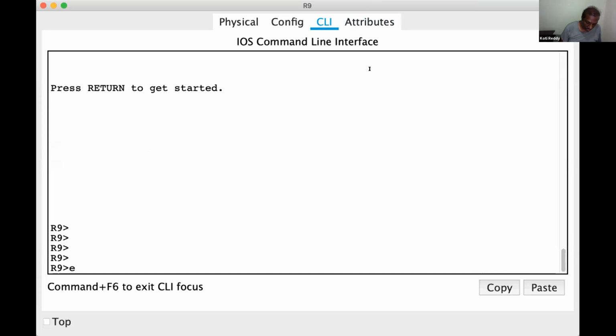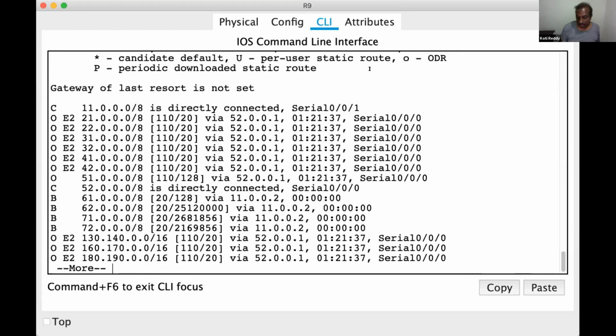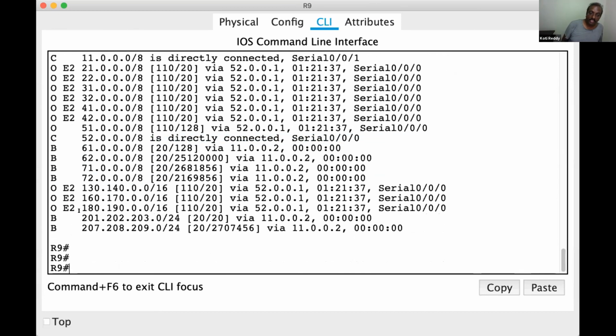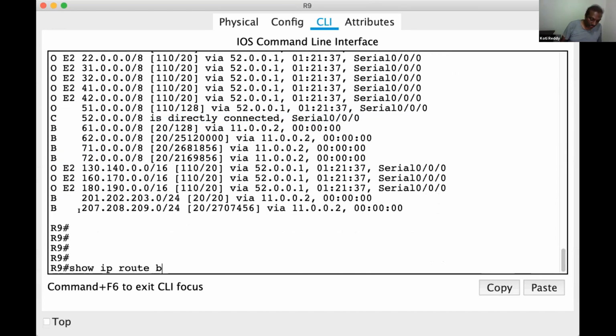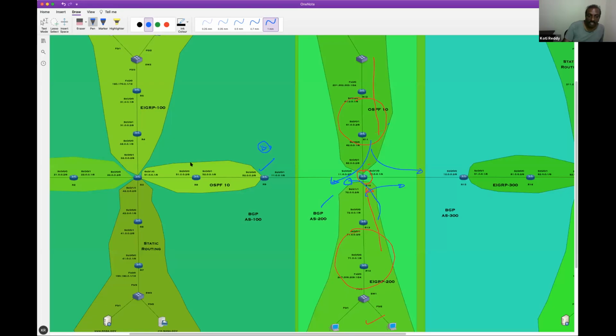So I say enable, I say show ip route. So I see all these routes, 60 series routes I can see here. I also see 70 series also I see here, right? Show ip route bgp, I should see all these as BGP routes. So they have come till R9. But will they go to the next router here? Will they go at least till R8?